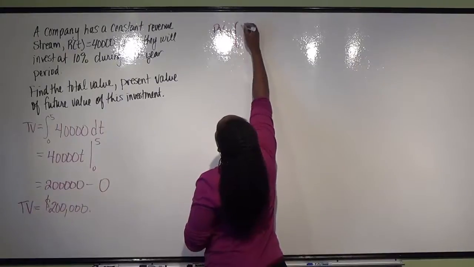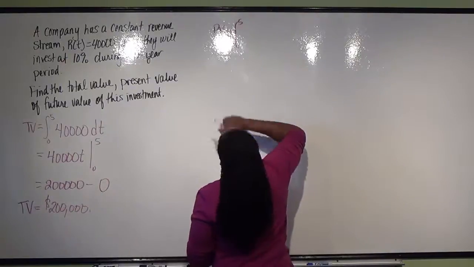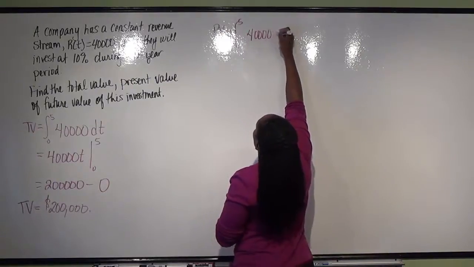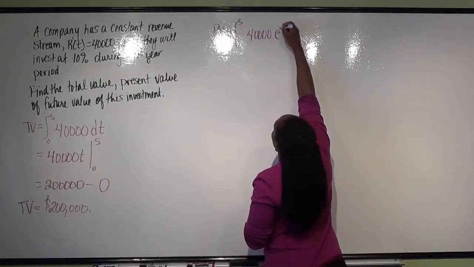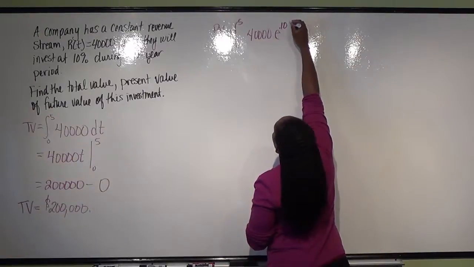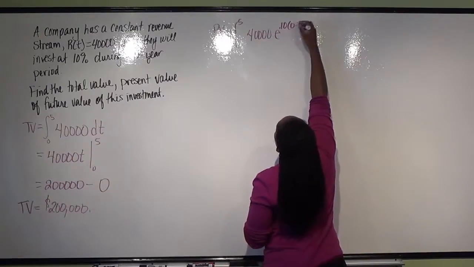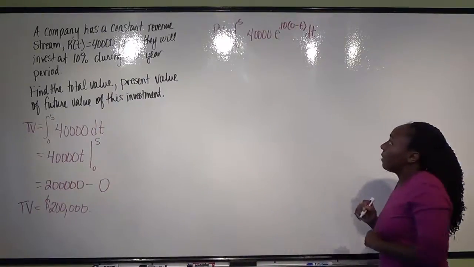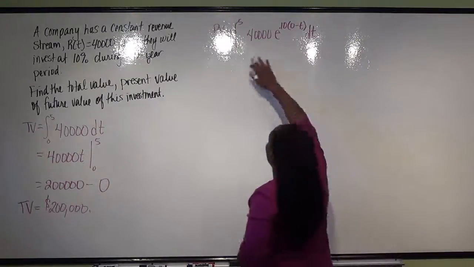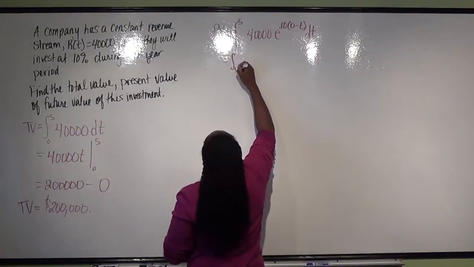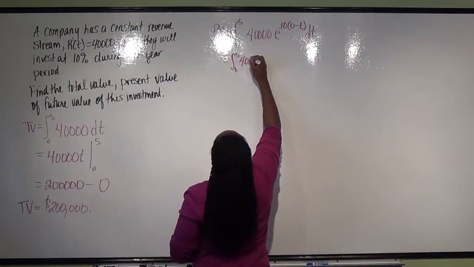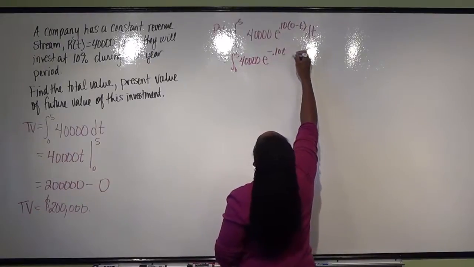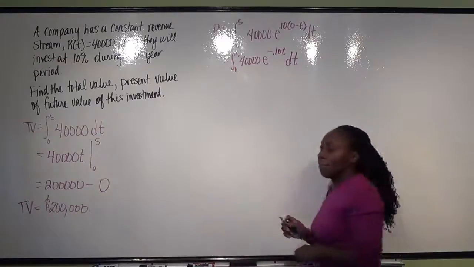Okay, so for the present value, again, our integral starts out the same way. It's going to be from 0 to 5 of our revenue stream. But we're going to invest it at the interest rate, which in this case was 10%, e to the negative 0.10 times (b minus t), dt. Okay? And so here we can see, if we clean that up a little bit, it's going to be the integral from 0 to 5 of 40,000 e to the negative 0.10t dt.